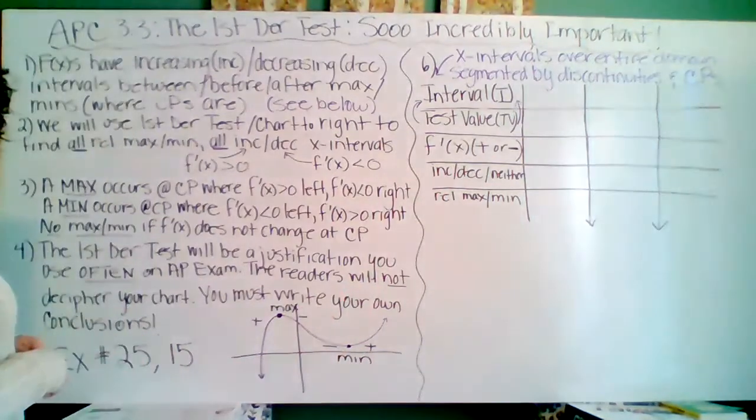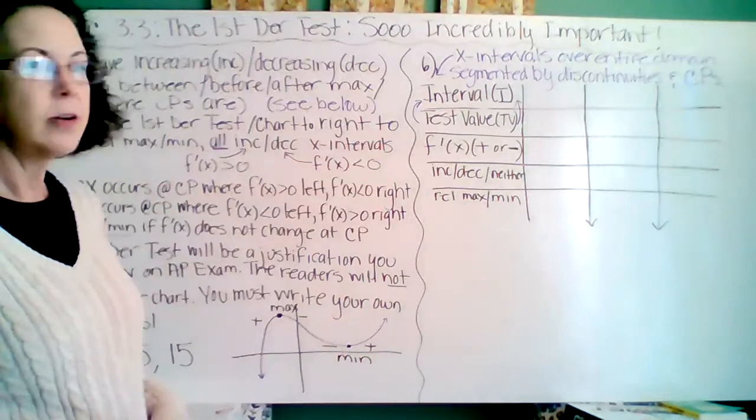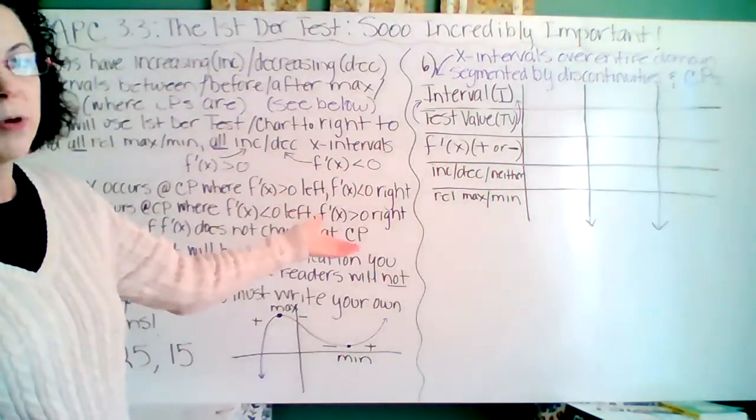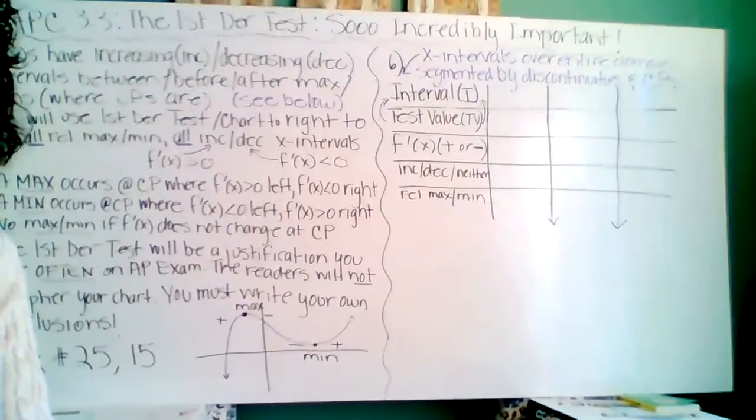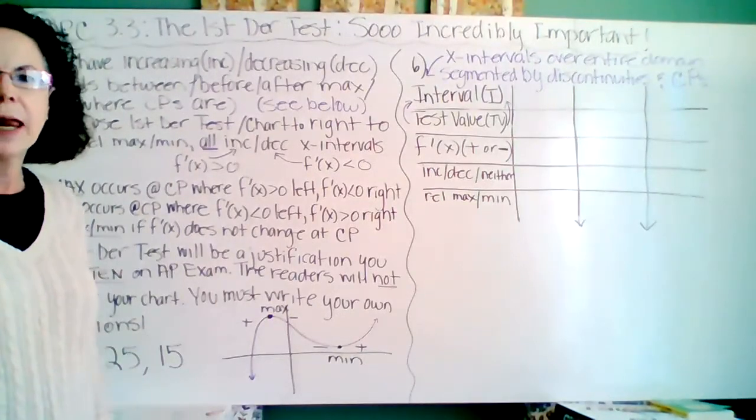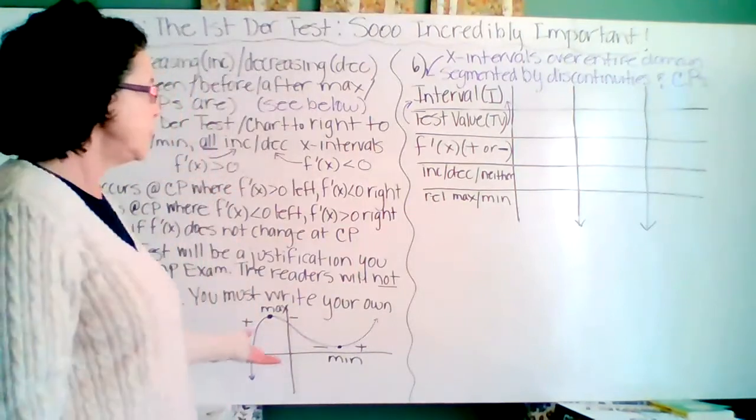So we're going to do example 25 and 15, and we're going to do that on this chart over here. So here is your incredibly important first derivative chart. I'm going to see if I can just give us a little bit of room there. There we go. Okay. So here is the chart that we'll always use.